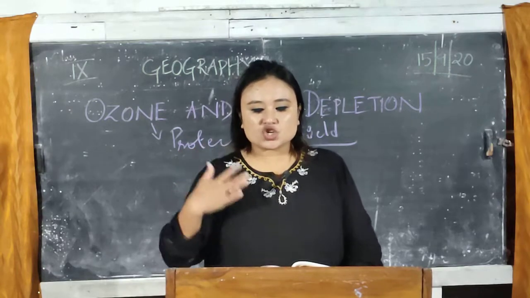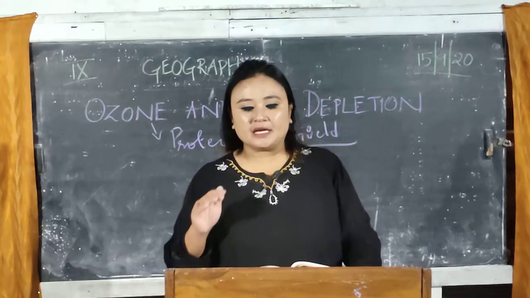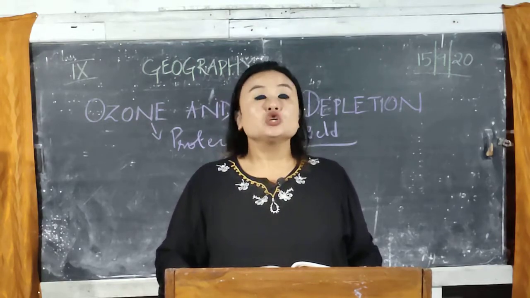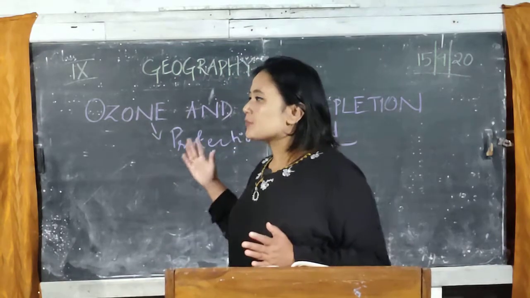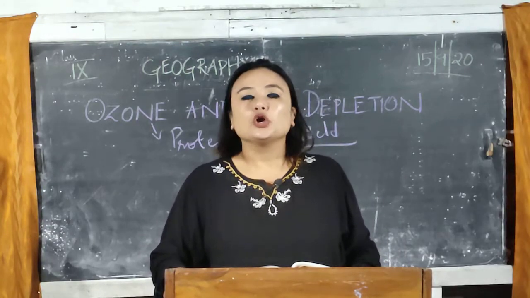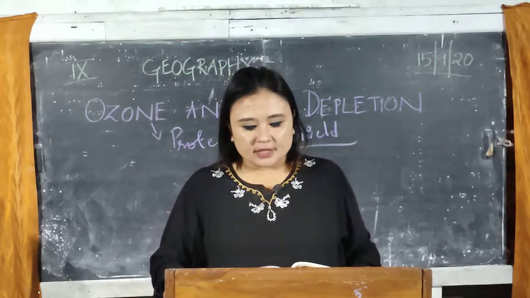Acting as a shield, it is absorbing the heat of the UV rays that is coming out from the sun. So why is it acting as a protective shield? How is it acting as a protective shield? It is not allowing harmful UV rays to enter the earth.